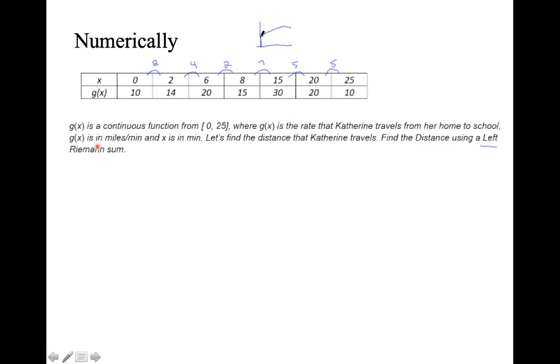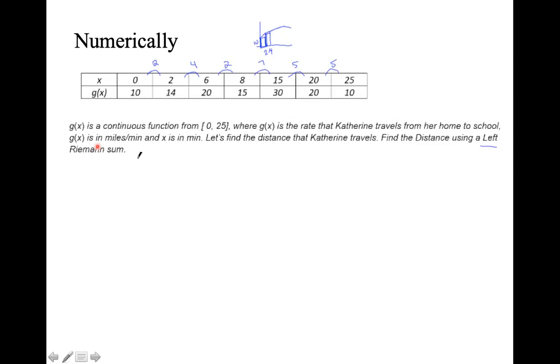So if I look at my first rectangle here, we know the width from here to here is 2. We just talked about that. The height of this rectangle, if I'm using a left Riemann sum, the height is this left value, the value at 0. So this one is going to be 10. If I look at my next subinterval, this time the width of this rectangle is 4, and the height would be this height, which would be 14. So my first rectangle, and let's see how many we'll have here. Well, 1, 2, 3, 4, 5, 6 rectangles.